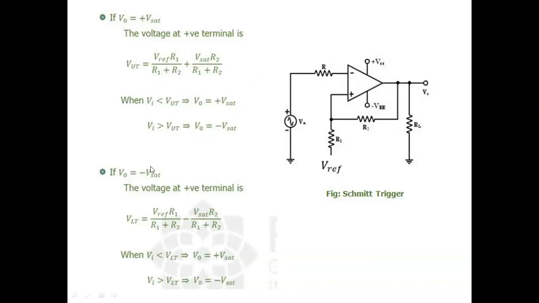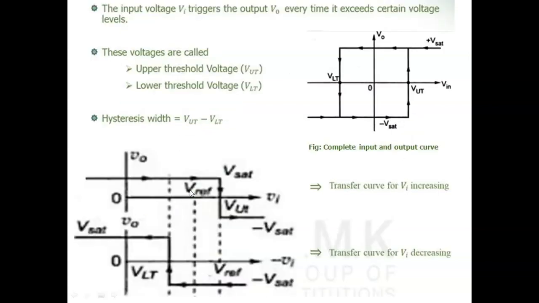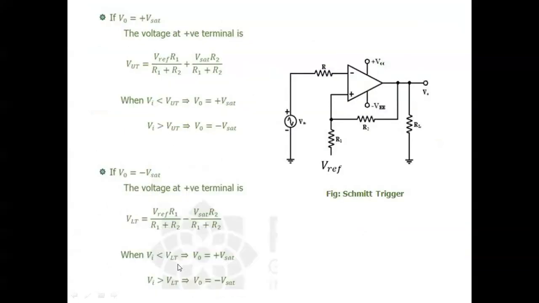In the same way, the opposite happens for Vo equal to minus V saturation, for the lower triggering point. Here the output will be in minus V saturation. So VLTP can be written as V reference into R1 by R1 plus R2, the same one, minus V saturation at the output side into R2 by R1 plus R2. This voltage will hold as long as Vi is not below VLTP.